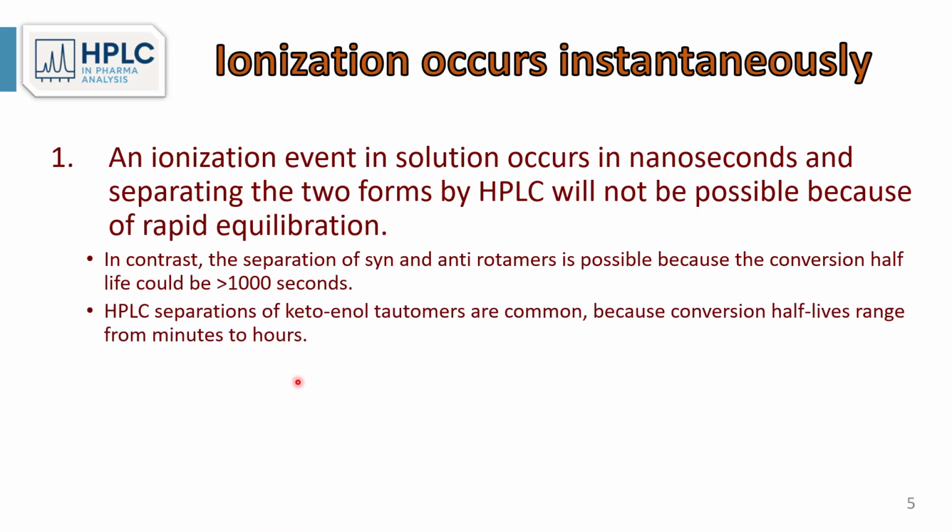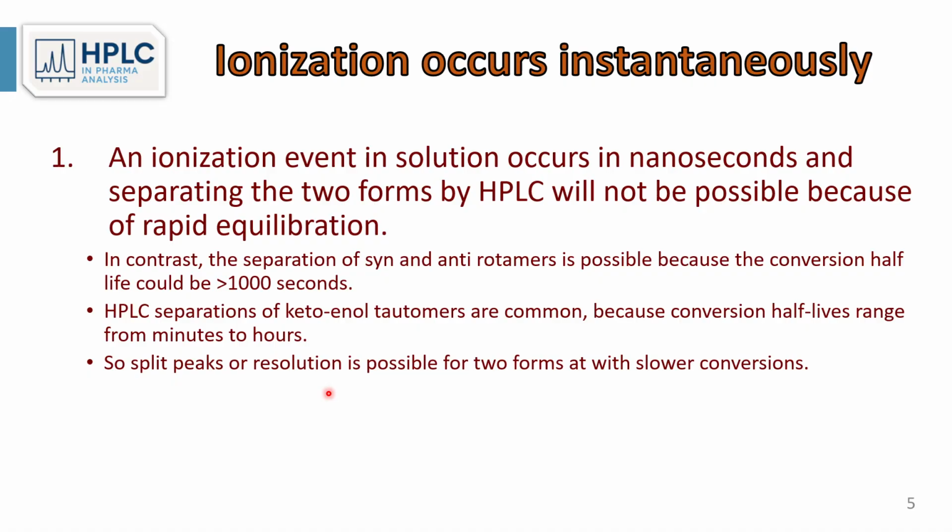A second example is the tautomers from the keto and enol forms, and some of these are very stable with half-lives ranging from minutes to hours. So split peaks or resolution of these two forms are possible if the conversion rate is slower, but really not possible if the ionization is almost instantaneous.